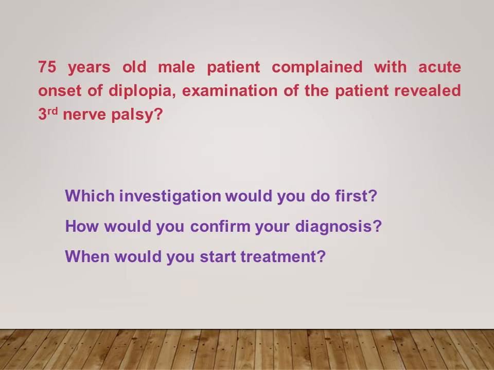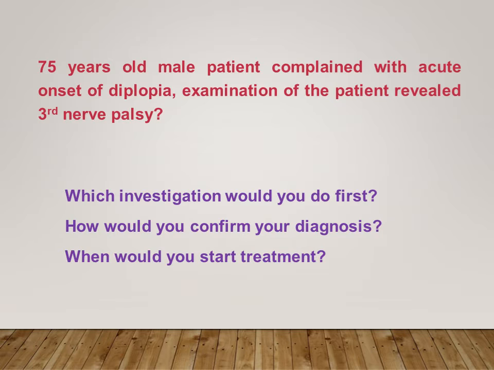A 75-year-old male patient complained of acute onset of diplopia. Examination of the patient revealed third nerve palsy. Which investigation would you do first? How would you confirm your diagnosis? When would you start treatment?